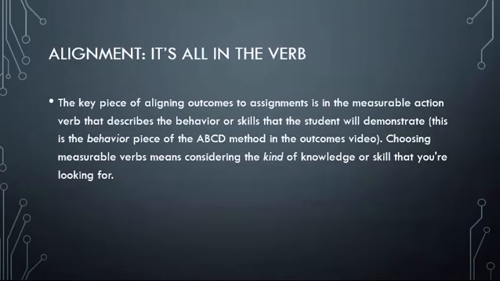The key piece of aligning outcomes to assignments is in the measurable action verb that describes the behavior or skills that the student will demonstrate. This is the behavior piece of the ABCD method from the outcomes video. Choosing measurable verbs means considering the kind of knowledge or skill that you're looking for students to demonstrate.